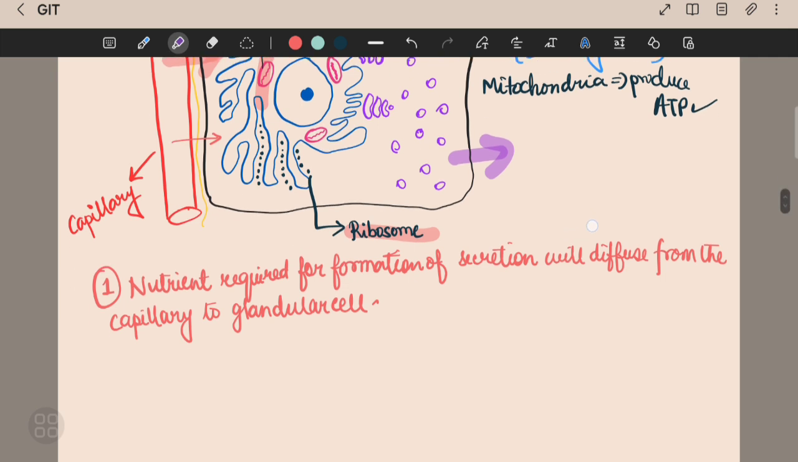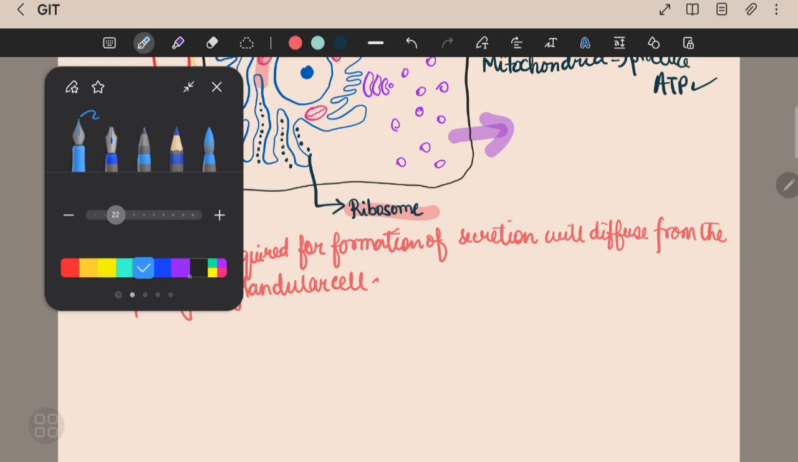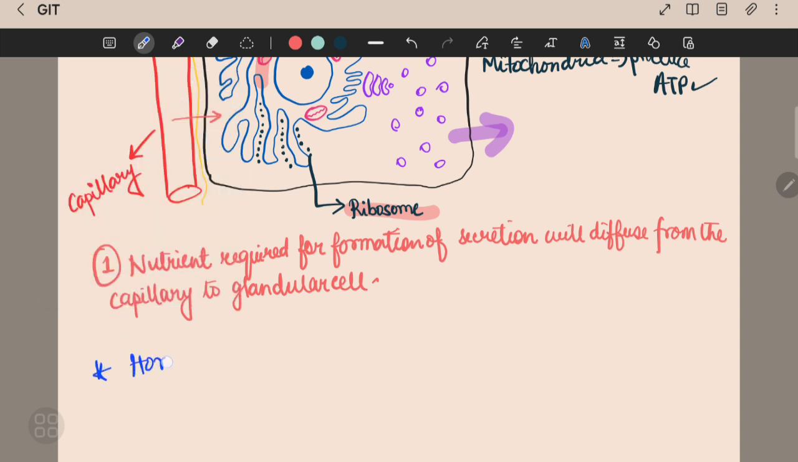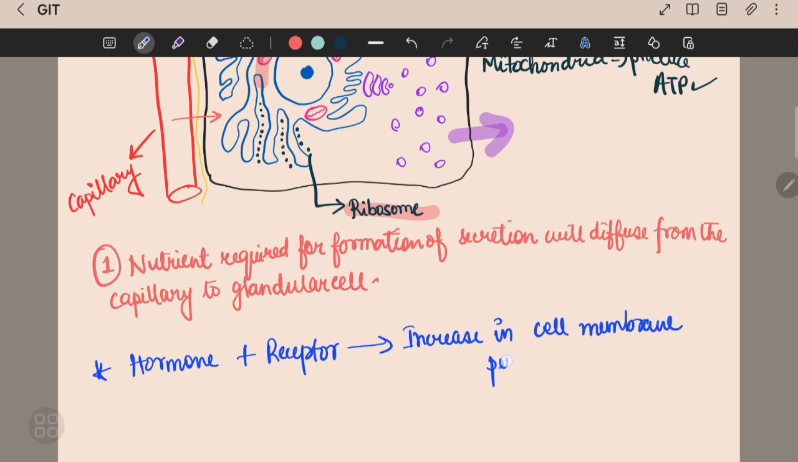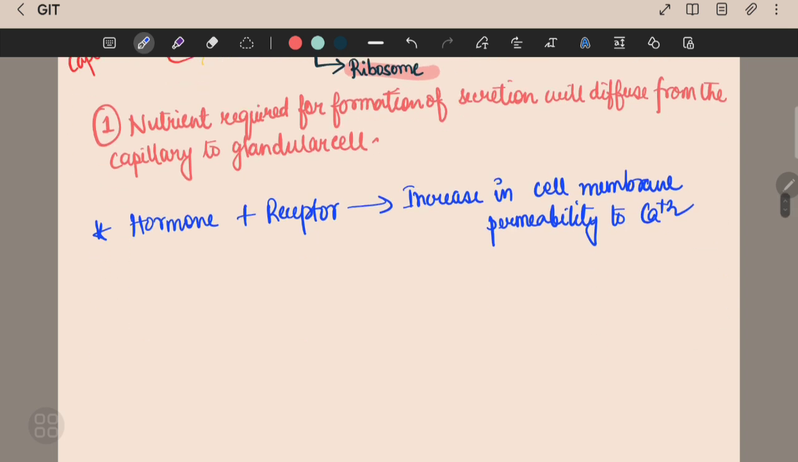So how will this happen? The hormone will bind to the receptor. Now let me write this part. So the hormone will bind to the receptor that is present, and it will express itself. There will be an increase in the conduction of this hormone into the cell, and the machinery will go on, which will cause an increase in cell membrane permeability to calcium ions. So calcium will enter the cell and fuse with the vesicles.